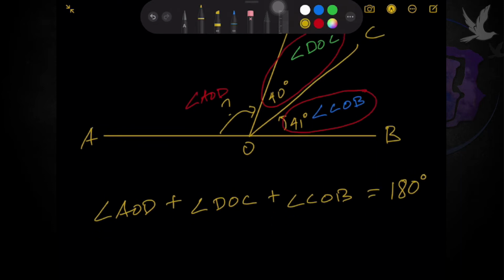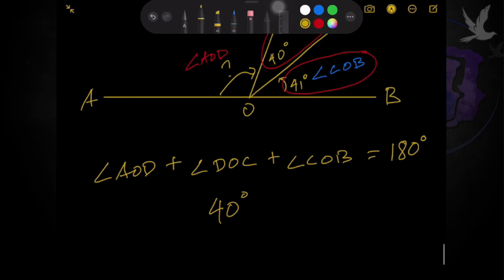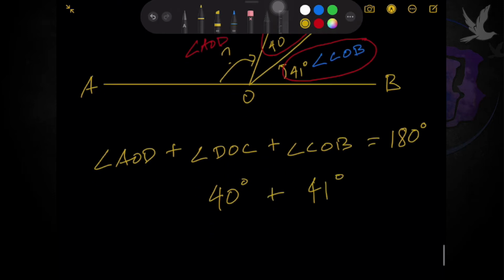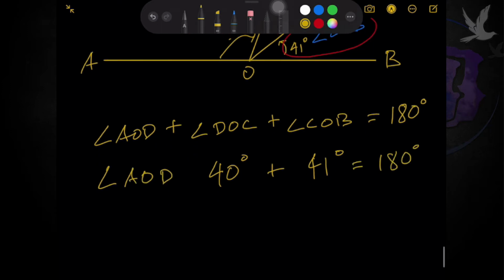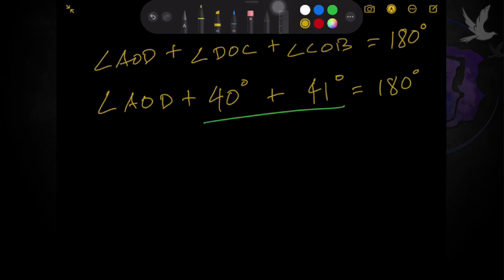So, ibig sabihin, rewriting this, you should know that DOC should be equivalent to 40 degrees, and COB should be equivalent to 41 degrees, and angle AOD, which is still angle AOD, equivalent to 180 degrees. So, first things first, what do you need to do here now? I-add nyo lang po ito, 40 and 41. What is 40 plus 41? This is equivalent to 81. Okay, 81 degrees yan. So, ibig sabihin dito, rewriting this, knowing that 40 and 41 will give you 81, that's angle AOD plus 81 degrees equivalent to 180 degrees.